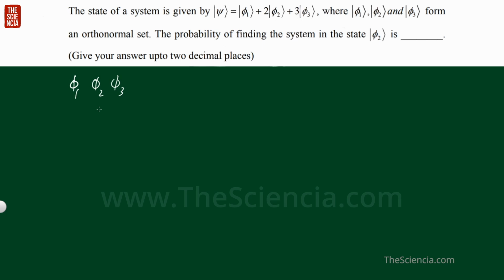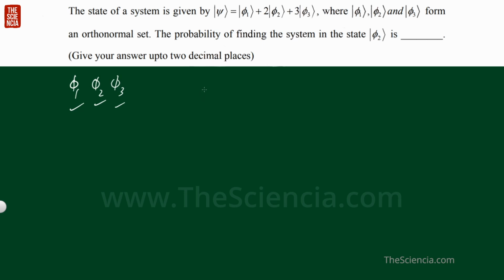That is, the state psi is a combination of psi 1, psi 2 and psi 3. And this phi 1, phi 2, phi 3 forms an orthonormal set. And here the question is to find out the probability of finding the system in the state psi 2. That means the particle can be in any of these states, and the question is to find out the probability of finding it in phi 2 state. Okay, so how to solve this problem?